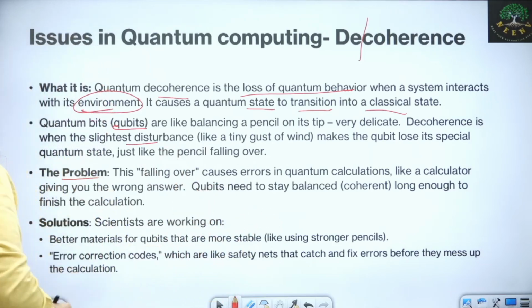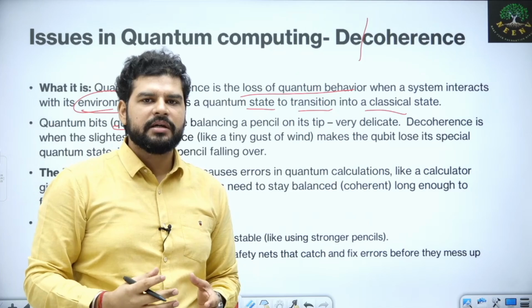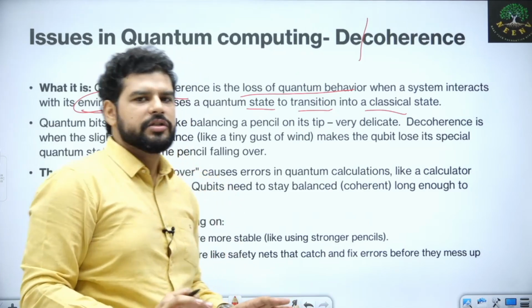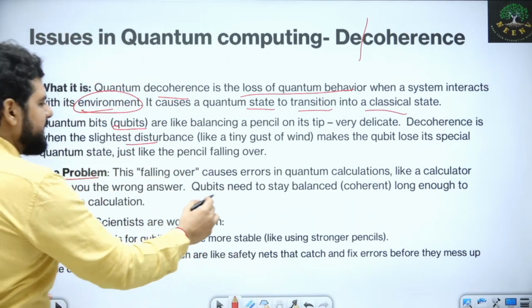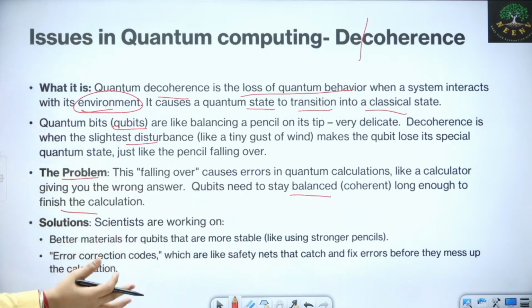So what is the problem? Now this is very sensitive. Quantum computers are very sensitive to disturbance. A small disturbance can change the whole calculation and it will ruin the calculation. Okay. So qubits need to stay balanced long enough to finish the calculation. Otherwise, you have to start again.